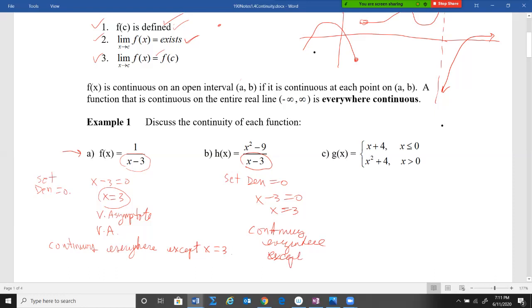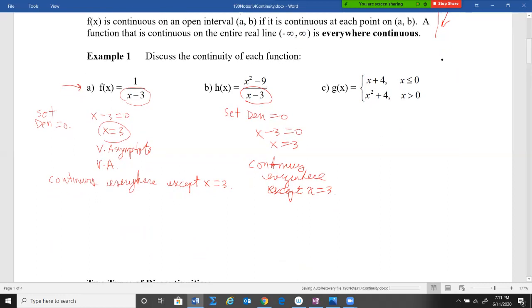Except x equals 3. Now, what kind of discontinuity is that? That's also a good question, although we have answered where it is discontinuous. This one has what's known as a hole, and we'll be able to see that if we do this.